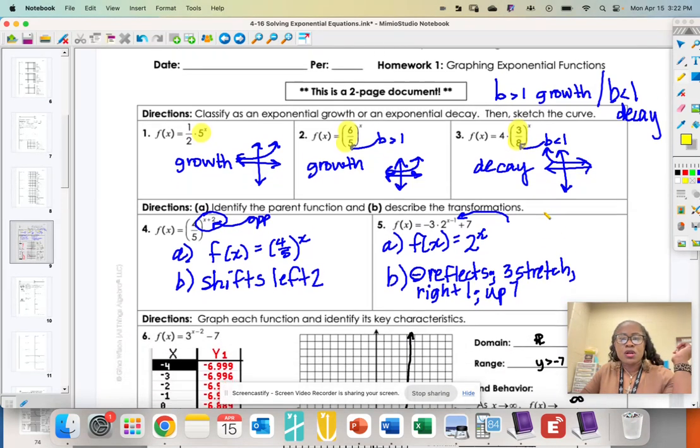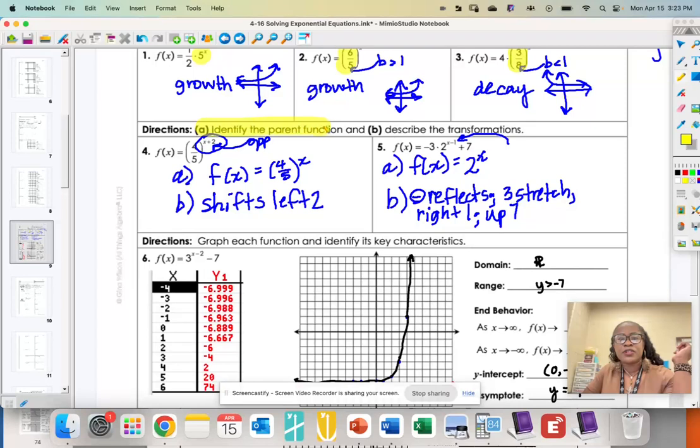For number 4 and 5, we are going to identify the parent function and then describe the transformations. The parent function is just the pure function as itself sits, f of x equals the 4 over 5 to the x. So here's my parent function right here. But then the transformations are going to come from whatever you see that's been attached to that. Up here, I see x plus 2. Well, x plus 2 is kind of like an opposite thing going on, just like the vertex form where you have a parenthesis and what's in there is really different. Same thing with this. You see x plus 2, that really means that it's been shifted to the left 2. So there's your transformation.